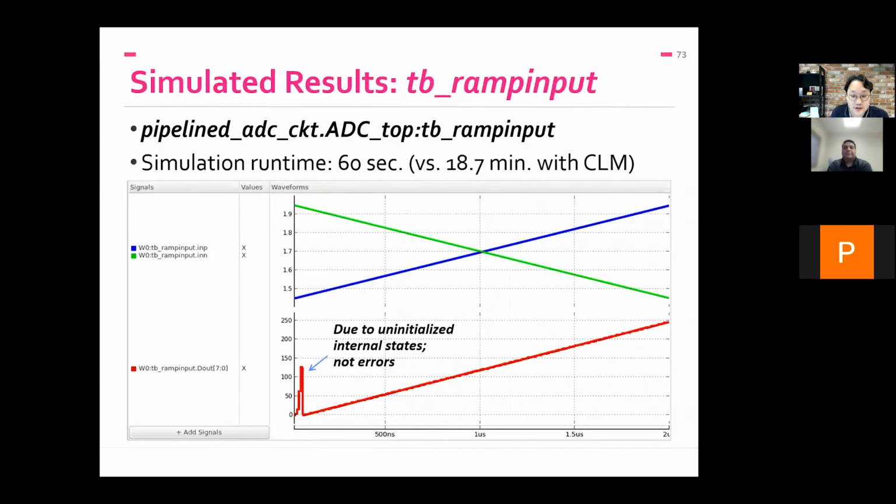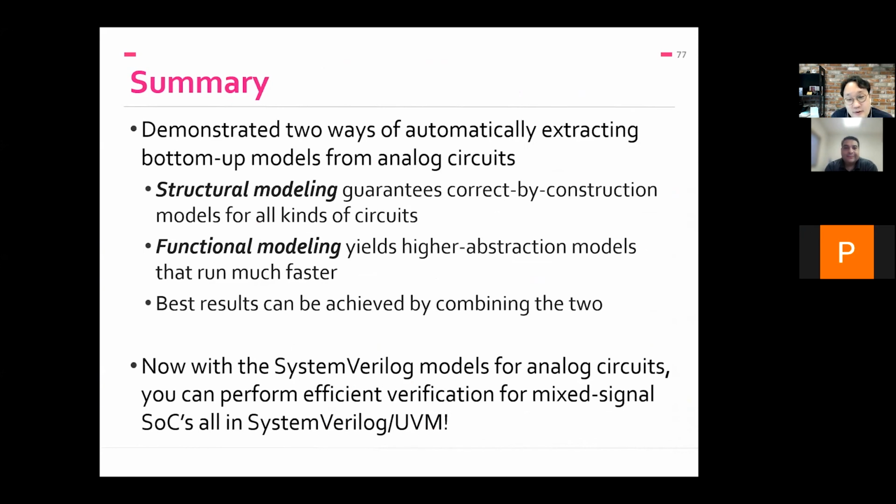All right, so that's it. Let me summarize. I just demonstrated two ways of automatically extracting bottom-up models from analog circuits. Those two ways include structural modeling, which takes the elements from the circuit as is, translates them, and connects them up using the same topology. The nice thing about that is it guarantees correct-by-construction models for any kind of circuit. The second approach I talked about is functional modeling.